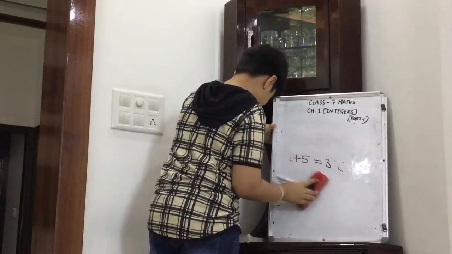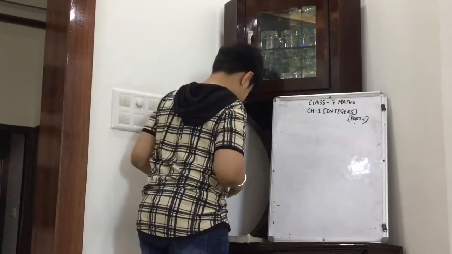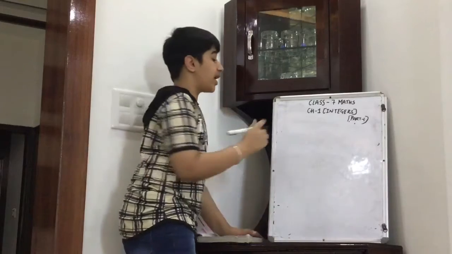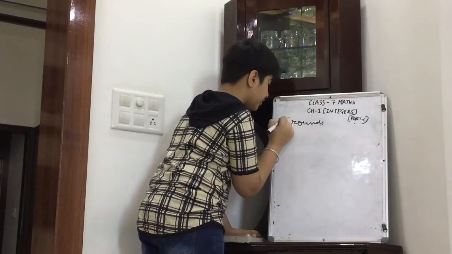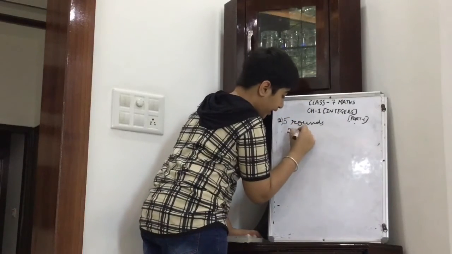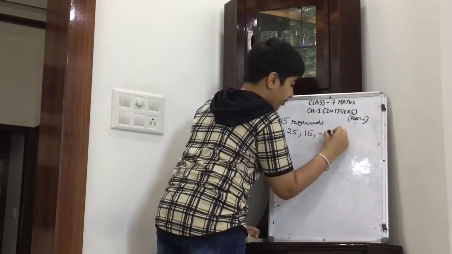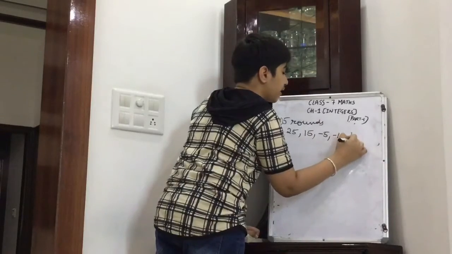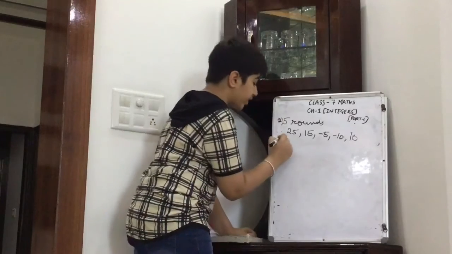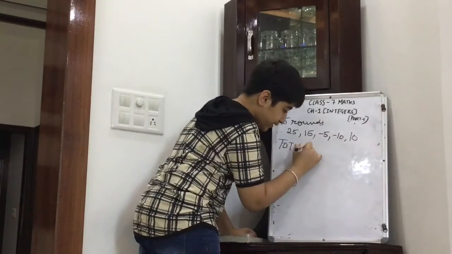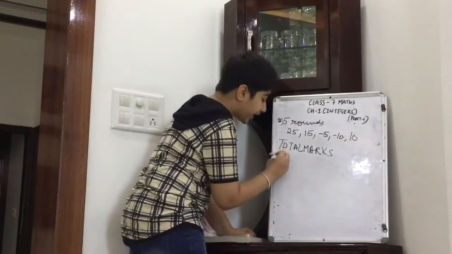The second question says, in a quiz, these marks were given. So there were 5 rounds, and the marks given in the 5 rounds to a team were 25, 15, minus 5, minus 10, and 10. So these are the marks. Now they have asked us to find the total marks. So when they ask us for the total marks, we have to add.